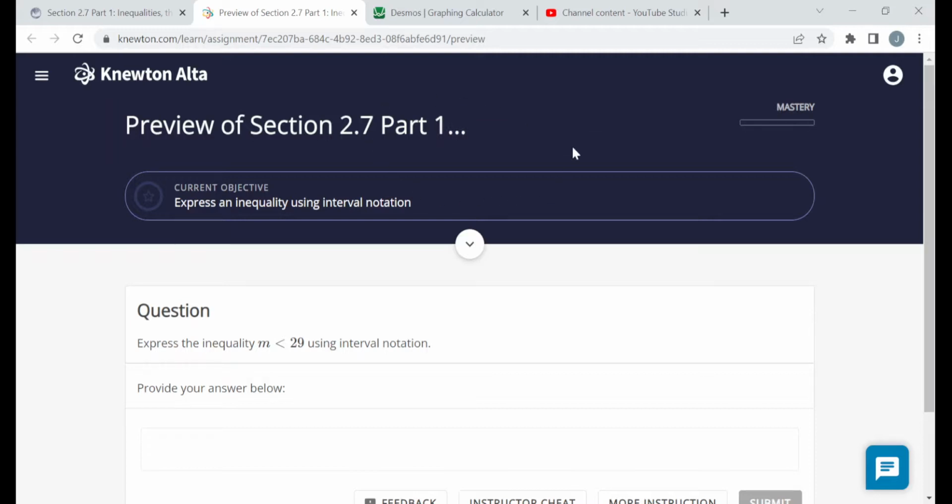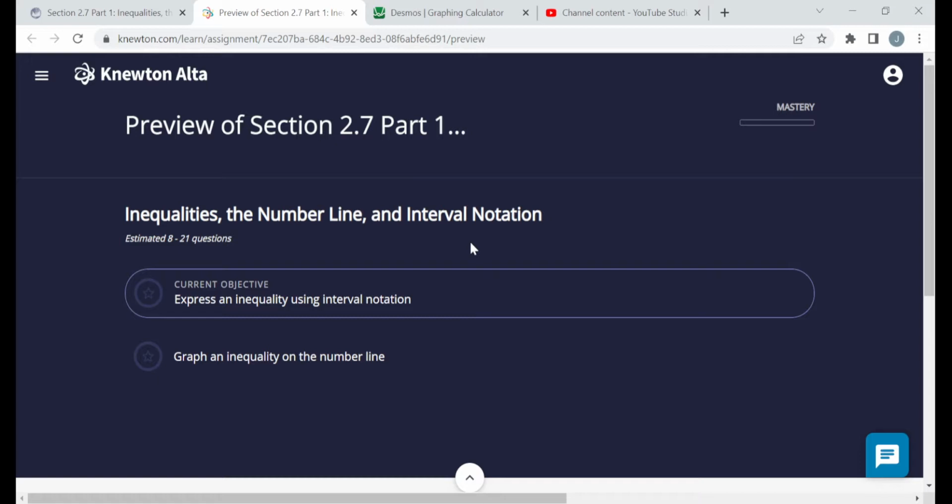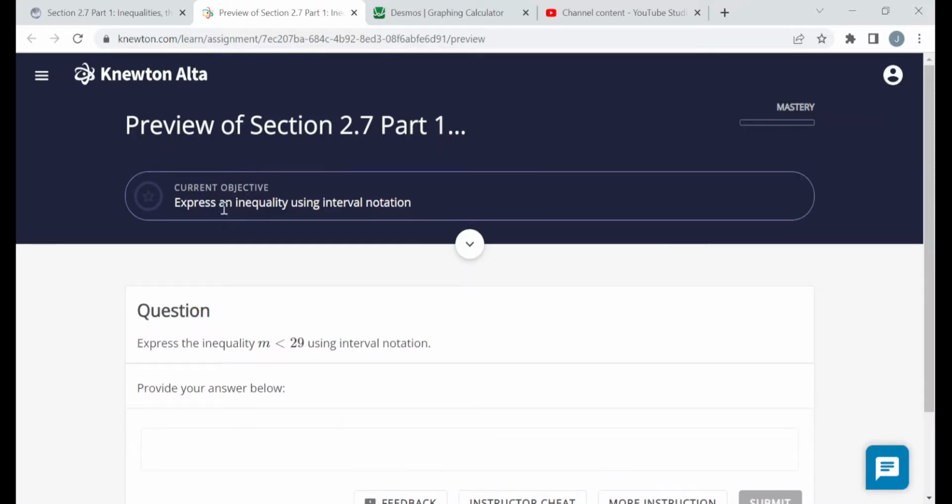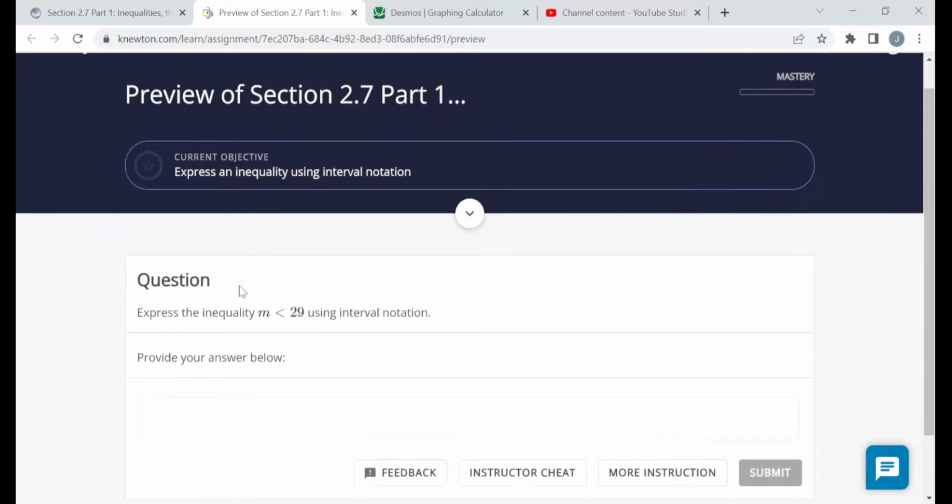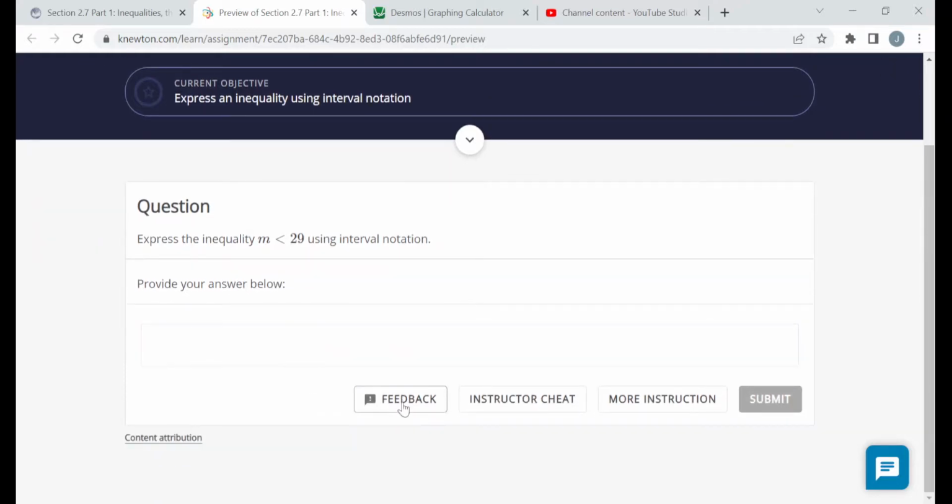Alright, so the assignment page, you should be seeing the title, the mastery bar telling you how far along you've gotten, and all the objectives. Looks like there are two objectives in this assignment. Under the current objective, there's a question related to that objective. And at the bottom of every question, you should have a feedback button where you can send feedback to Knewton if you wish.